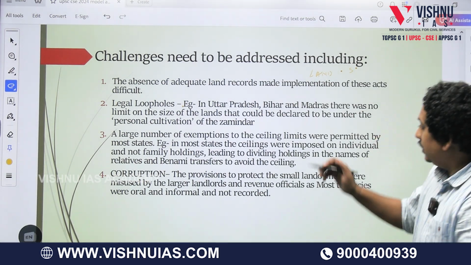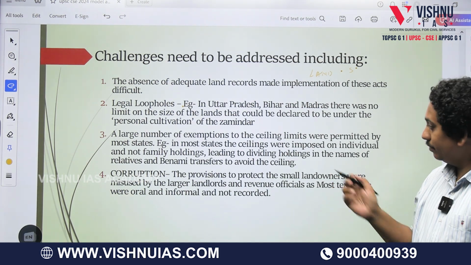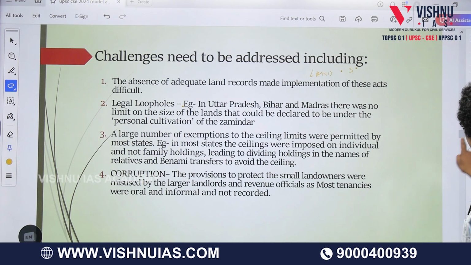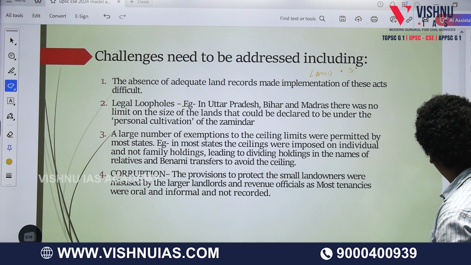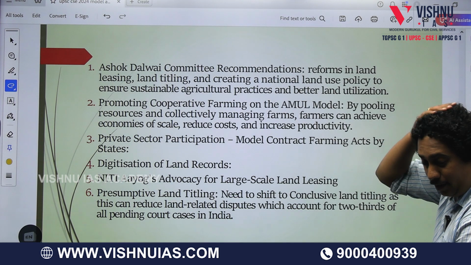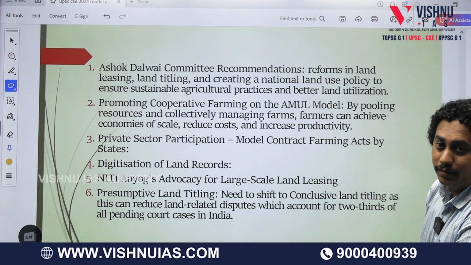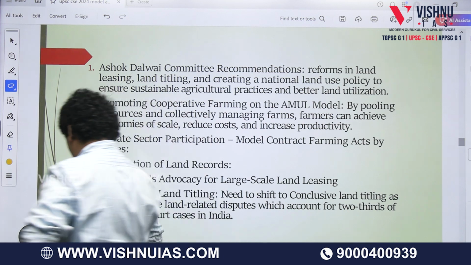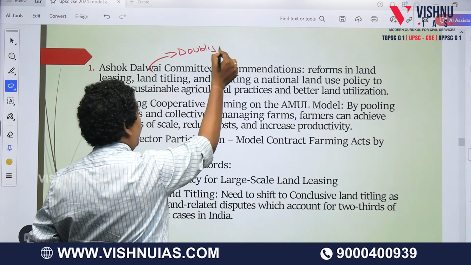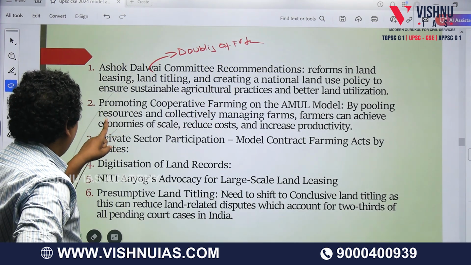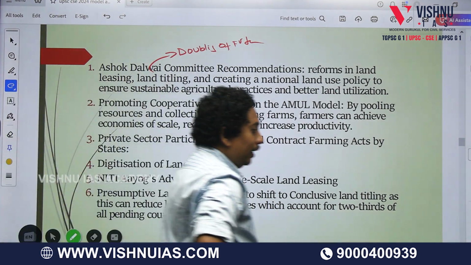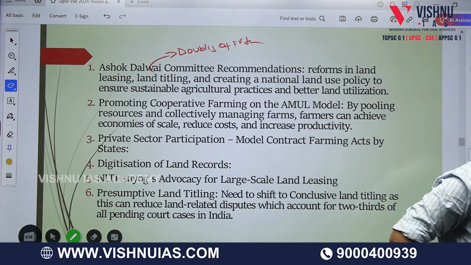Okay. Large number of exemptions to the ceiling limit. Corruption also you can write as one of the challenges. Challenges to be addressed in the Ashok Dalwai committee, what has he recommended? Why was the Ashok Dalwai committee appointed? Very good. The Ashok Dalwai committee was appointed to look after the doubling of farmers' income. He recommended land titling, land leasing, creating a national land use policy. Some such recommendations were made by the Ashok Dalwai committee.